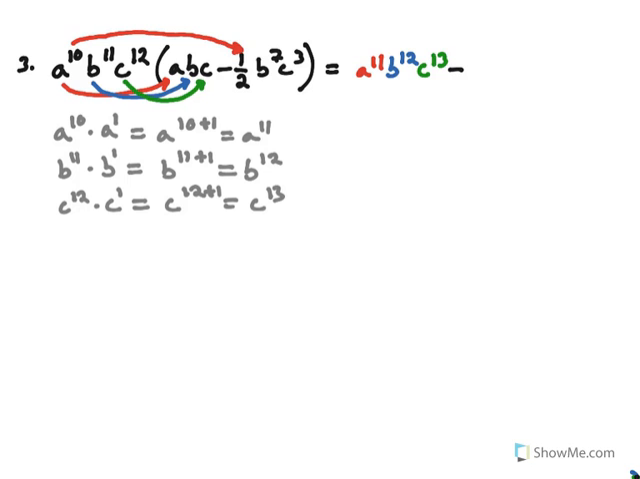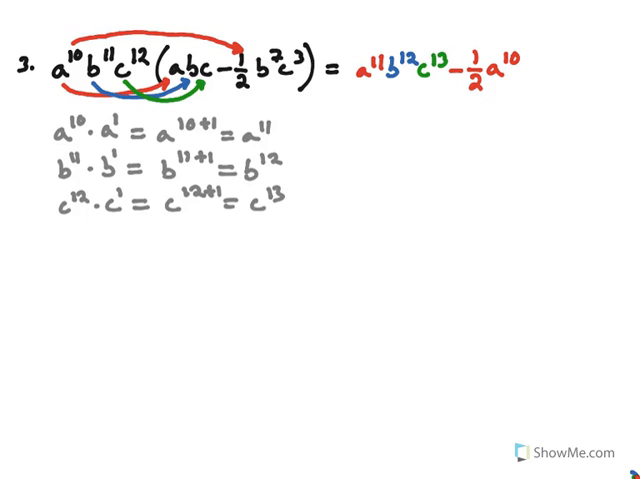Since there's no a term in the negative 1/2 b to the 7th c cubed, we're just going to attach it there. Let me go ahead and write it in red so we don't get confused. So negative 1/2, and we're just going to add the a to the 10th, because there wasn't an a there, so we'll just attach it.